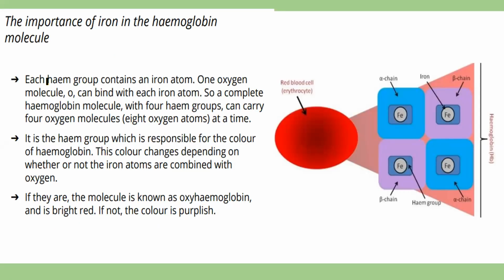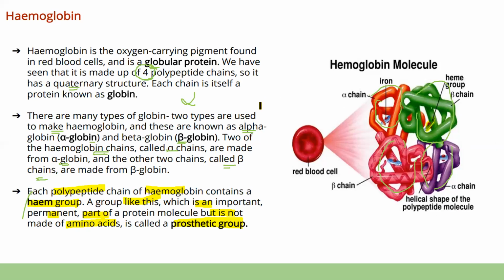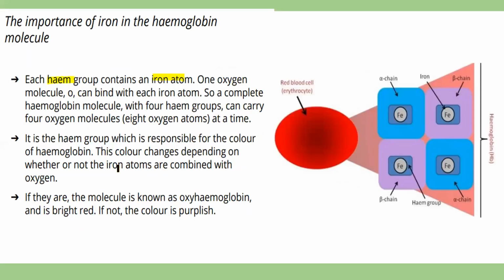ठीक है? Then each heme group contains an iron atom. So if you look at this diagram here बेटा, we have this heme group. You can see one here, one here, one here. और हर heme group में there is one iron atom attached. So one iron here, one iron here, one iron here, one iron here. So each polypeptide chain which has a heme group contains an iron atom.